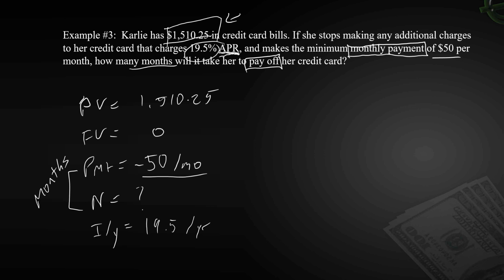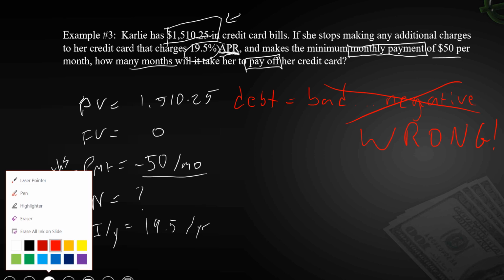Now, what about this present value, the amount that she borrowed? A lot of students are tempted to say, oh, that's debt, and debt is bad, so negative sign. That's wrong. The sign has nothing to do with whether it's good or bad, whether it's a debt or an investment. All the sign is concerned about is which direction the money is flowing, into her wallet or out.